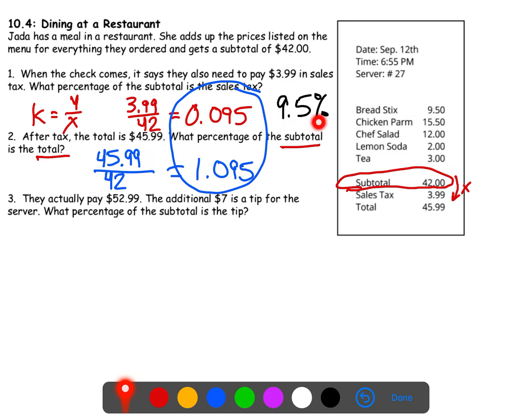So it's still containing that 9.5%, but now we have a whole amount of something. We're paying for the whole subtotal and the 9.5% sales tax. So as a percentage, we're paying for 109.5% of the subtotal. We're paying for all the subtotal and that extra tax.